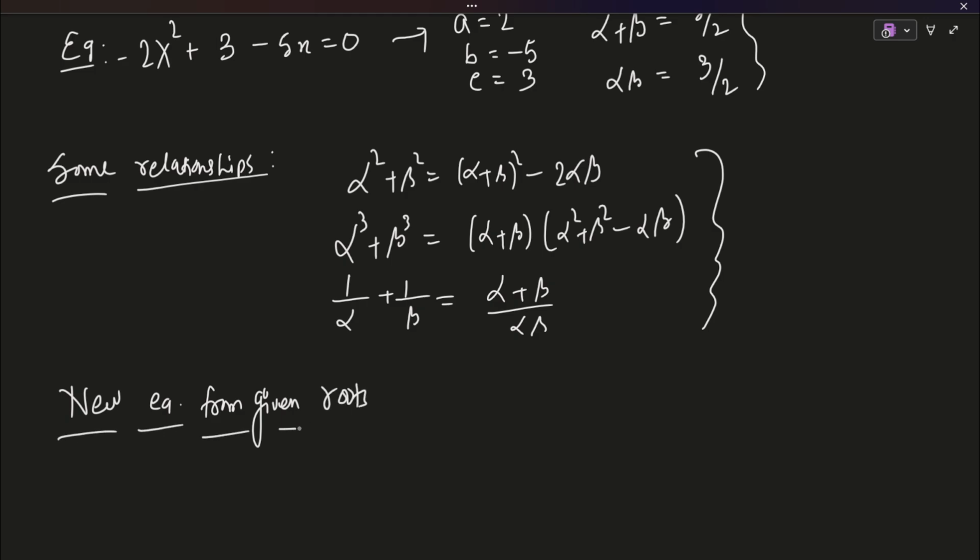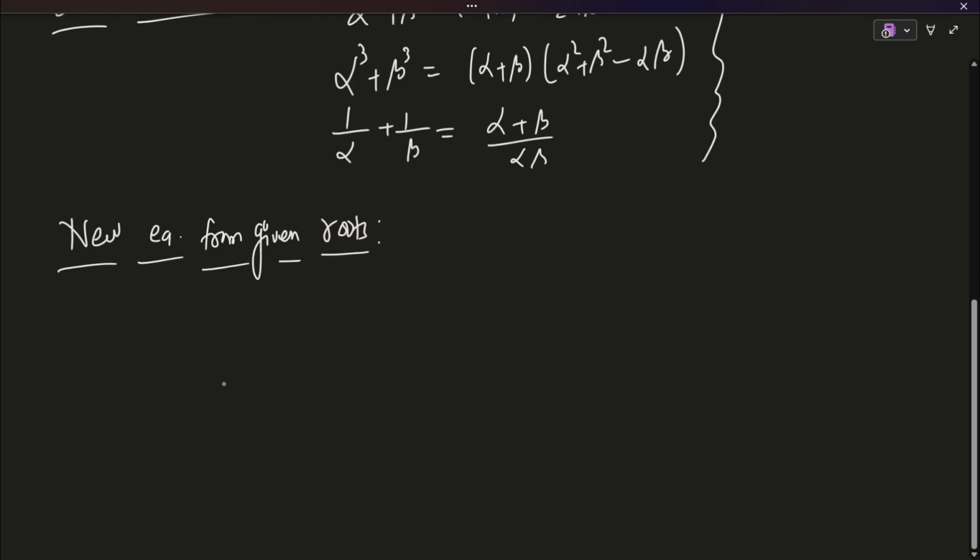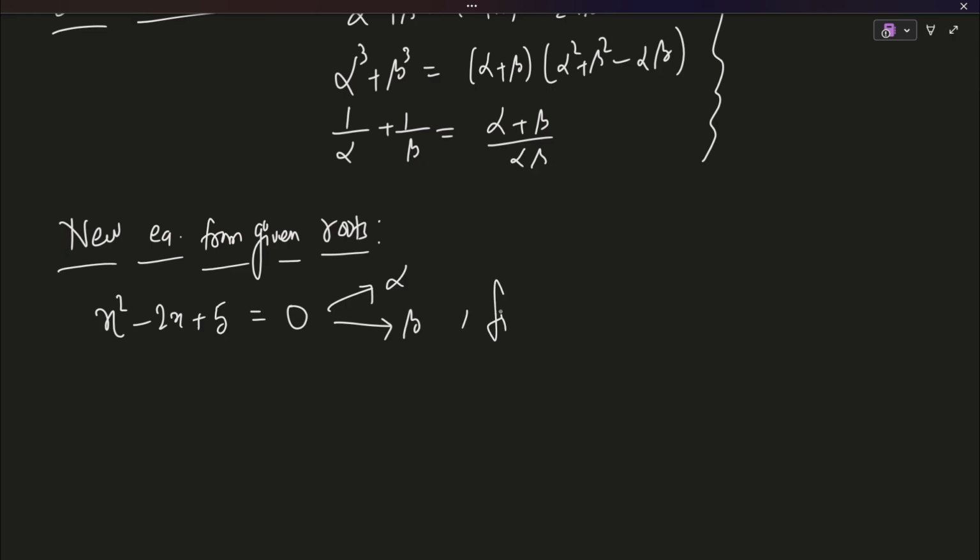Now, let's talk about an example. So again, let's say we have the polynomial x square minus 2x plus 5 equals 0. And this polynomial has roots alpha and beta, correct? Now, the question is: find a new polynomial with roots, let's say, I will keep it simple here, alpha square and beta square, correct?